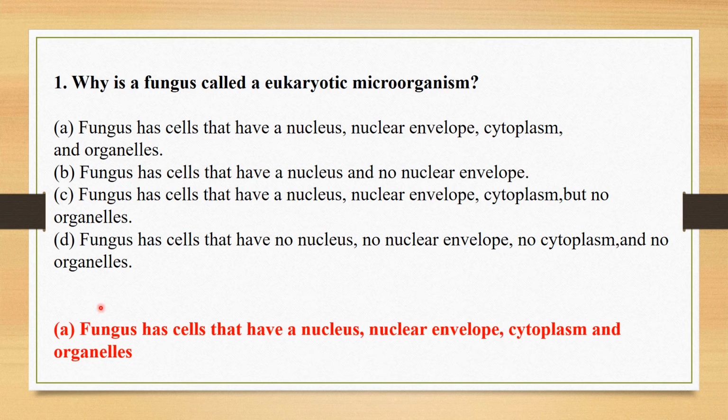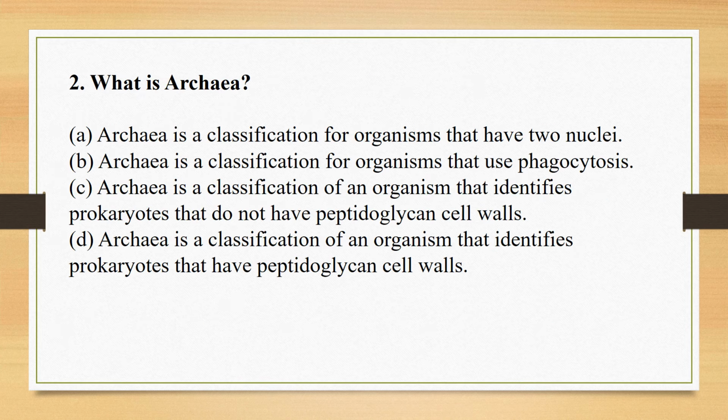So option A, the fungus has cells that have the nucleus. The most important difference between the prokaryotic and eukaryotic is the presence of the membrane-bound nucleus. The nucleus envelops the cytoplasm and the organelles. So the answer is A.